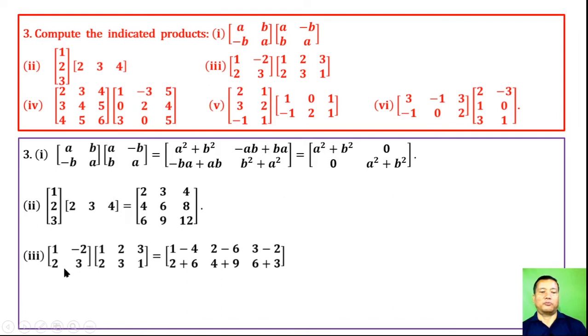Roman number 3, 2 matrix: number of columns is 2 and number of rows is 2, so the multiplication product is conformable and defined. First row, first column, second column, third column, we get the new first row. Second row, first column, second column, third column, we get this. Summing up, we get this.